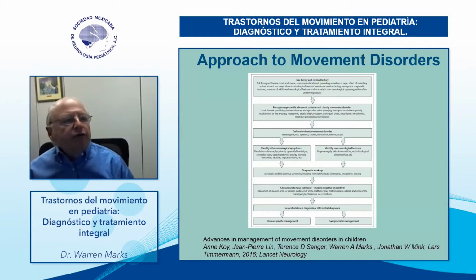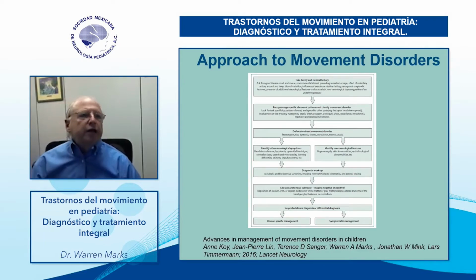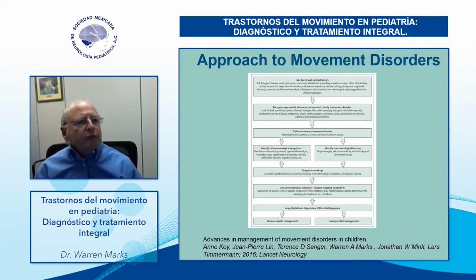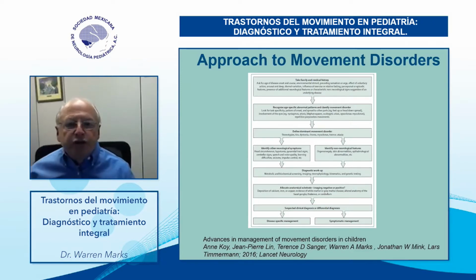Beginning with the obvious of taking a detailed history, a family history, a medical history, and then beginning to recognize the different patterns and age-specific patterns of what's normal and what's not normal. Because at certain ages, some patterns of movement are abnormal and some are normal, as you well know. And then we're going to define what is the dominant movement disorder in the child you're seeing, and look for other evidence of neurologic dysfunction, other movement disorders, talk about diagnostic workup, and I'm going to show you some examples of some movement disorders to give you some sense of what we're talking about. And I suspect that most of you in the room will be familiar with most of this.